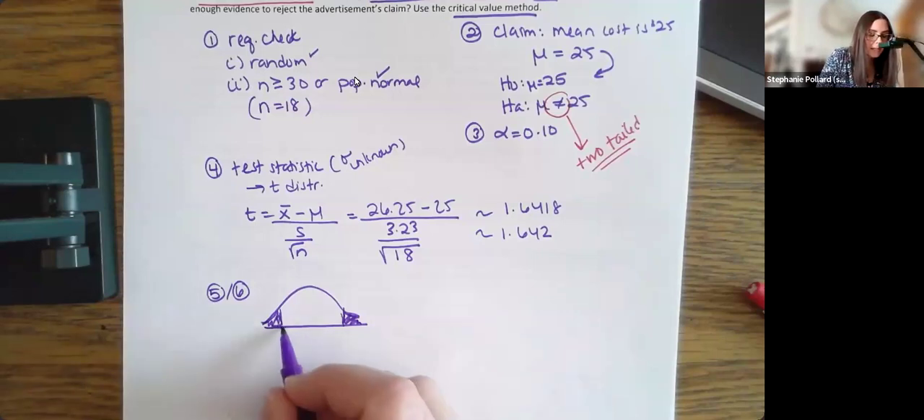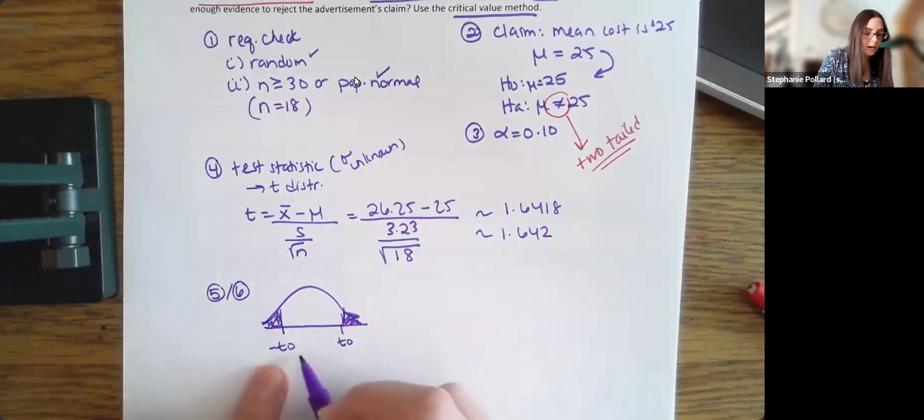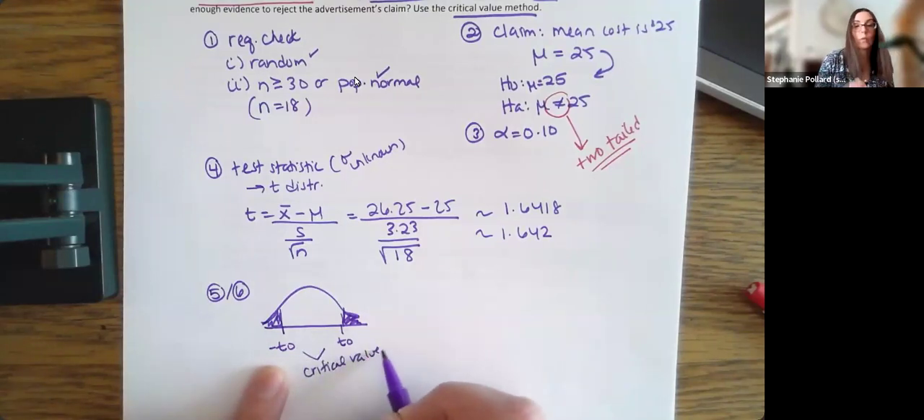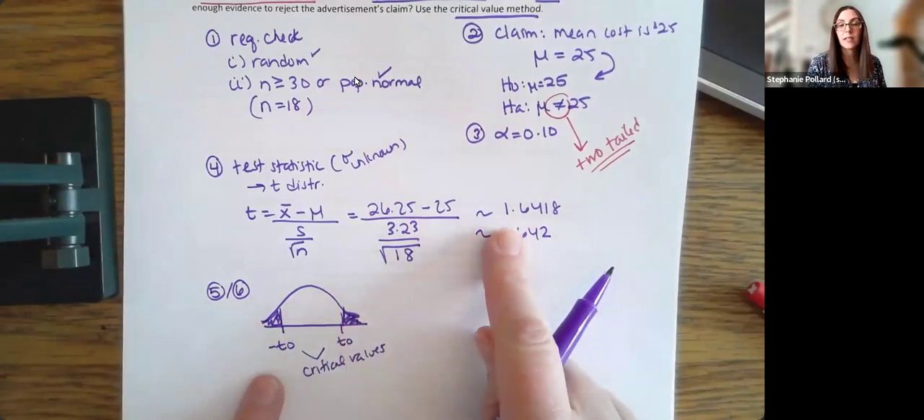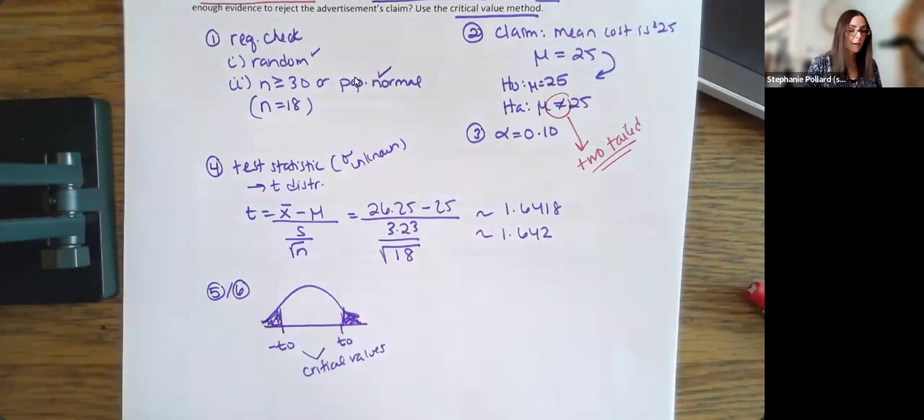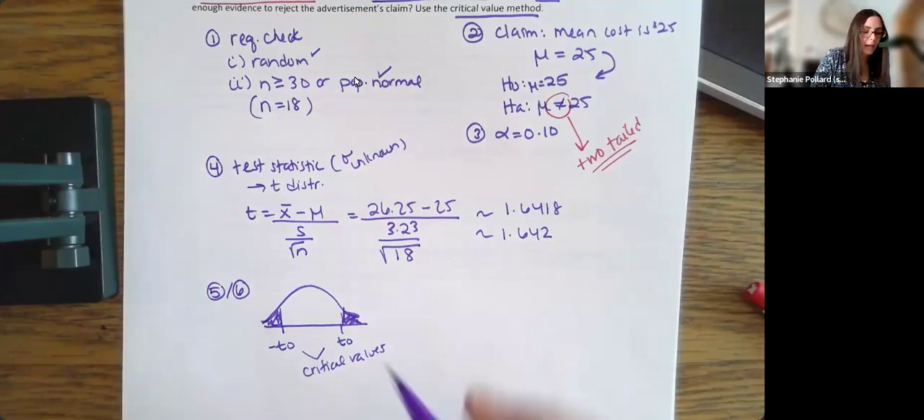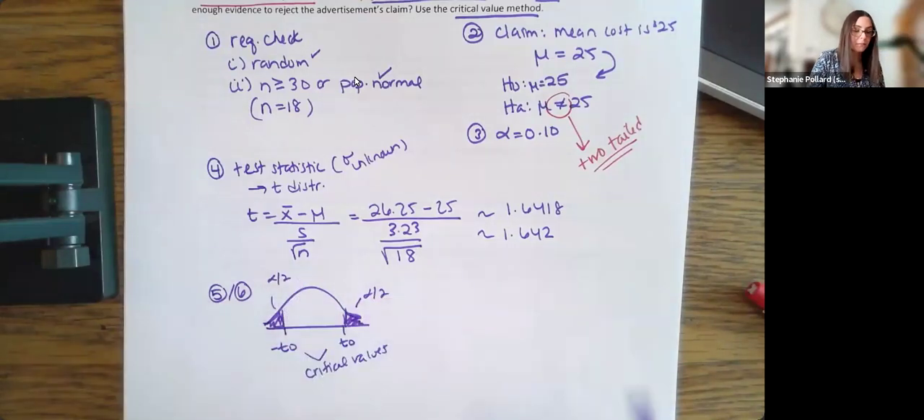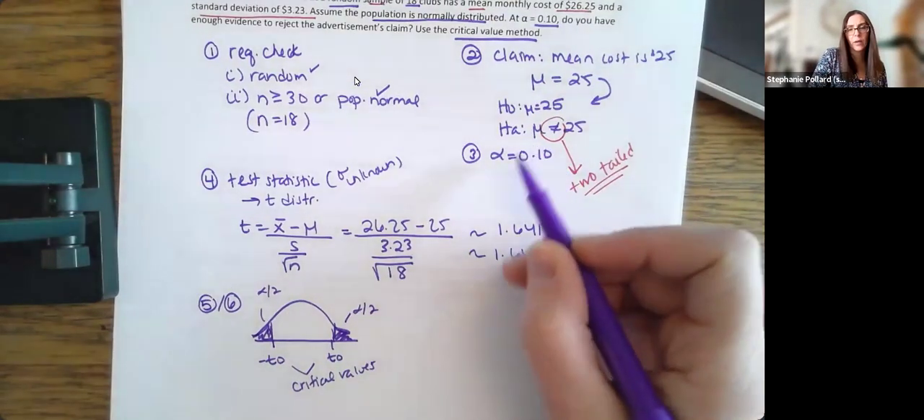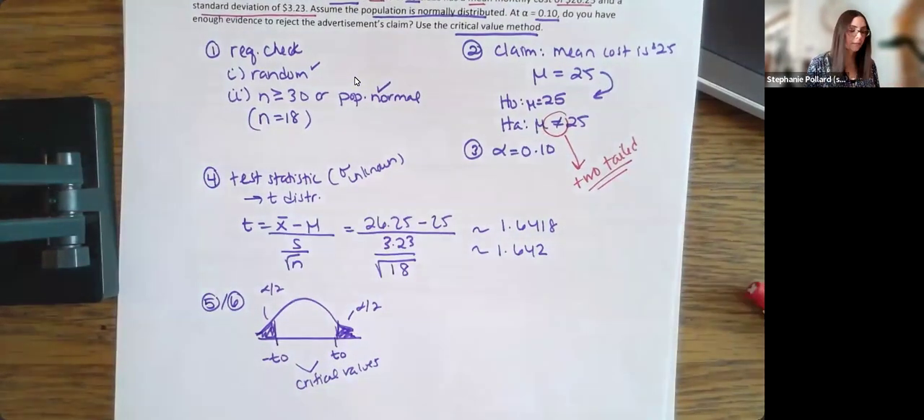What happens here is these are your critical values, right? So these are your critical values. That's what we want to find. So the cutoff is not the test statistic here like it was in the p-value method, they're critical values. And then what happens here is your shading is the alpha. So because I have it on each side, you end up getting the alpha cut in half for our shading. So because our alpha is 0.10, you'd have 0.05 on each side.